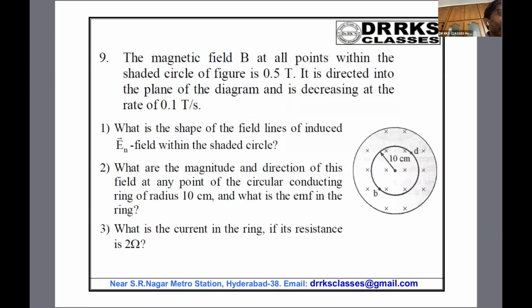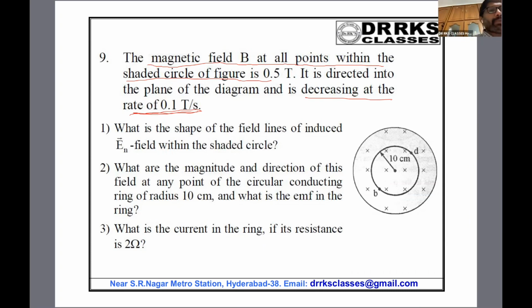So look at the next one, which is different from the previous problems. Here, the magnetic field at all points within a shaded circle is 0.5 tesla, directed into the plane and decreasing at the rate of 0.1 tesla per second. So the magnetic field is varying with time over a cylindrical region. This time variation of the magnetic field produces an electric field. So we have to find the electric field.